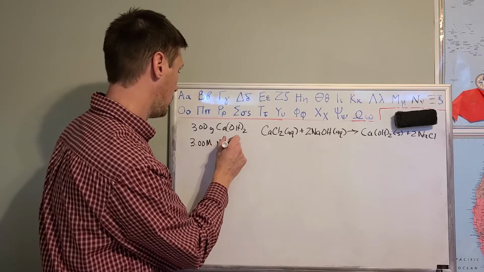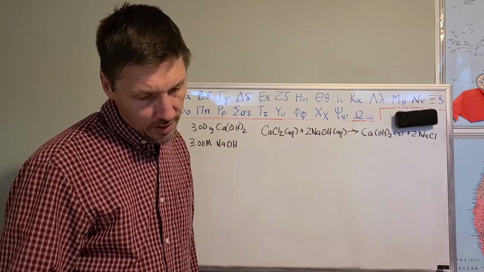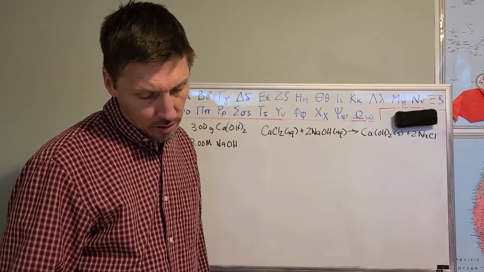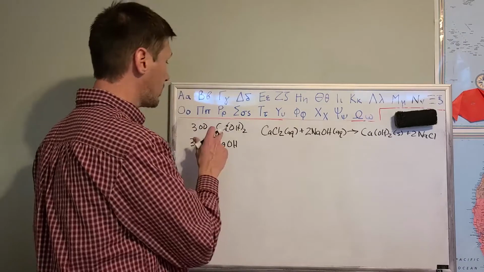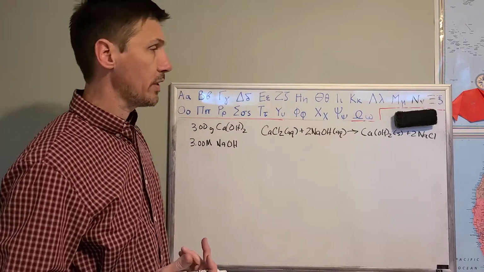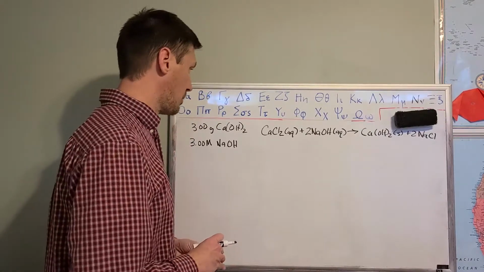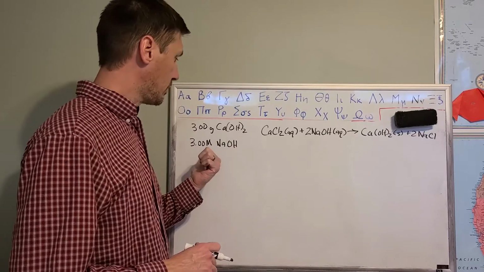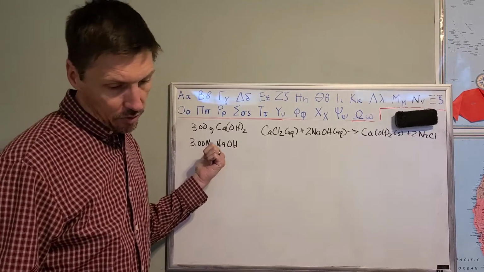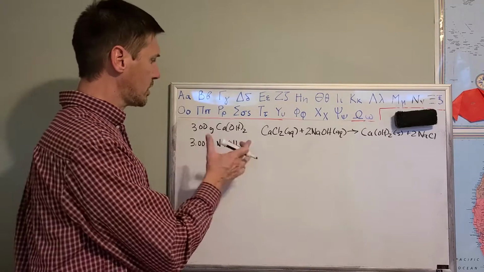what volume of that solution will he need to use? Okay, so let's start by taking our 300 grams of Ca(OH)2 and let's convert that first to moles, because we know if we're working with molarity, we're going to have to convert our grams to moles. That's what we have to work with. And from that, we should be able to use this to get the number of liters of this solution here. All right. So this is the process we're going to take.